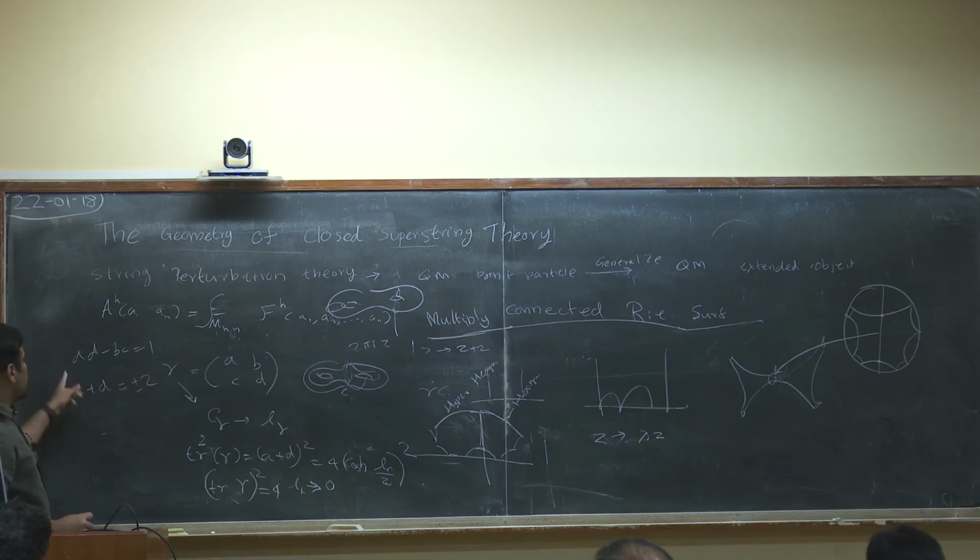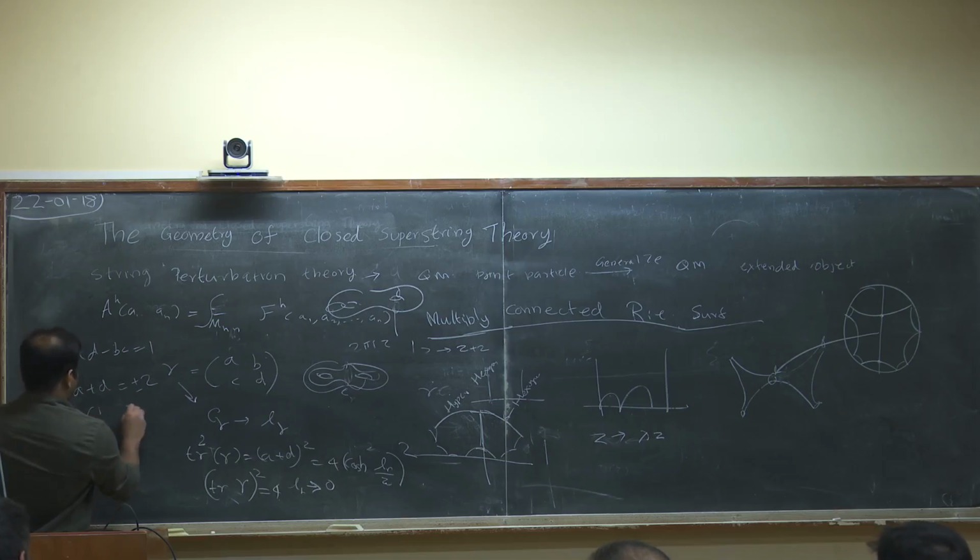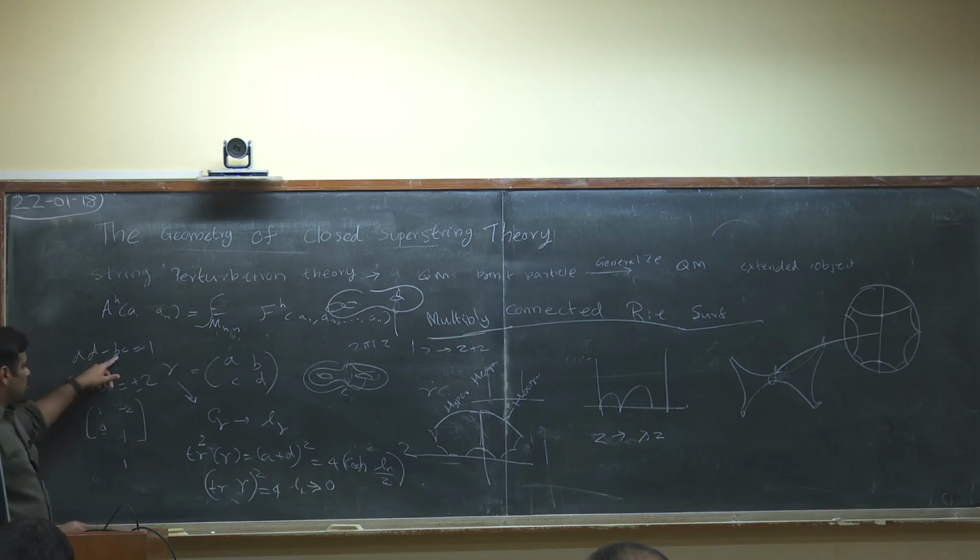Then that implies B or C should be 1 or 0, or not? I could have a situation where I have 1, 1, 2. So 1, 1, minus 2 or something, whatever. So if B is 0, C could be anything, right? This is a parabolic element, which preserves all these conditions.